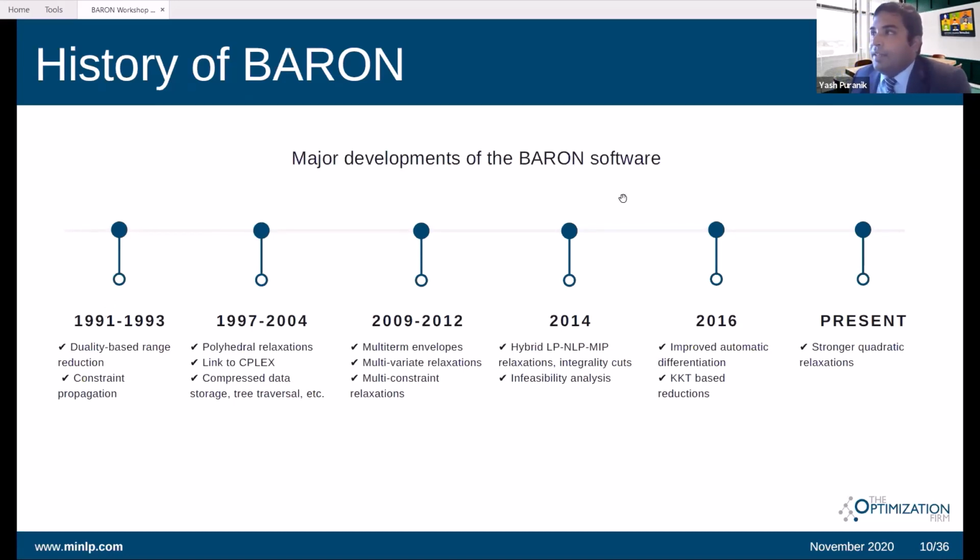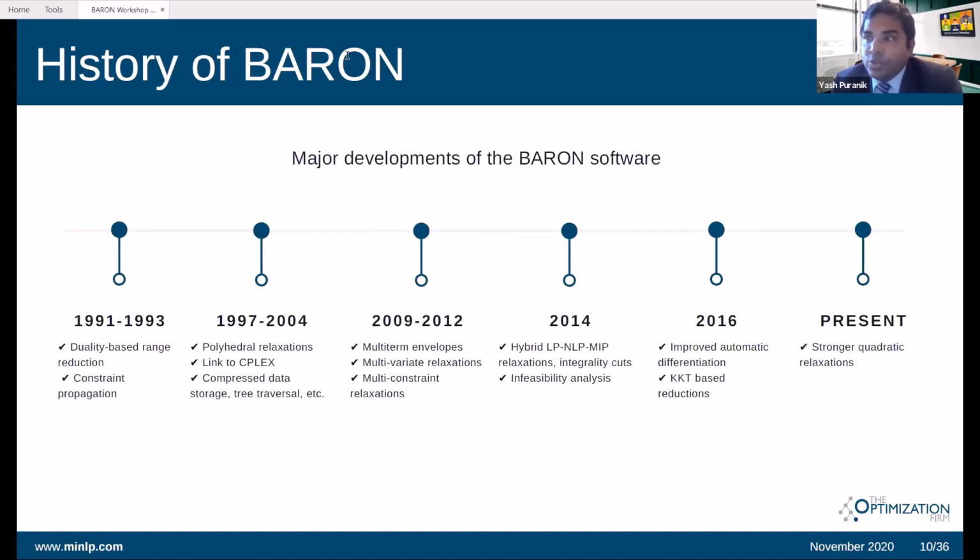Clearly, the fact that reduce is in the name implies that we consider domain reduction techniques to be very important for Barron. And in fact, those were some of the earliest techniques developed by us. So the first set of advances we made were by proposing new range reduction techniques. Now they're fairly common and used pretty much in all solvers, but things like duality-based range reduction or constraint propagation for nonlinear programming were fairly new at the time.